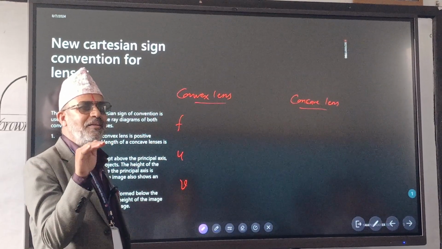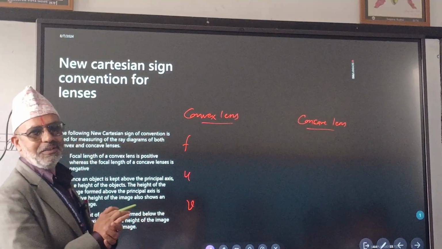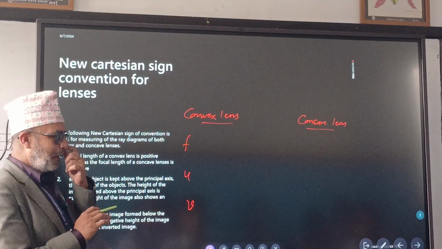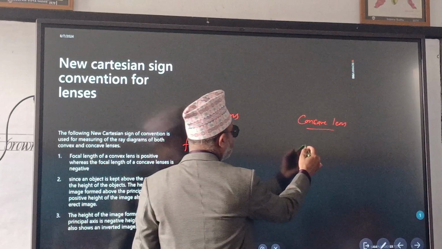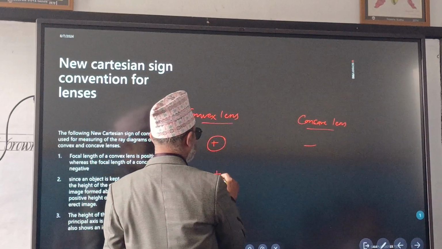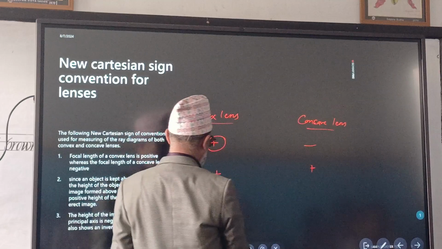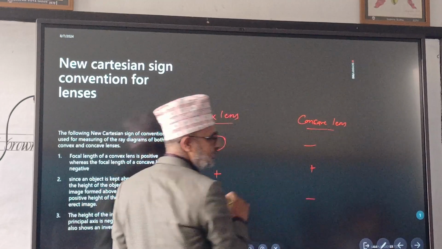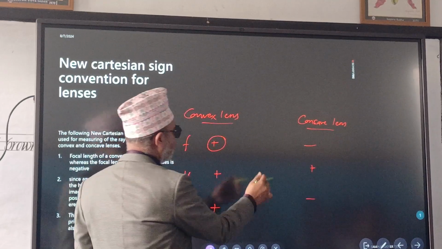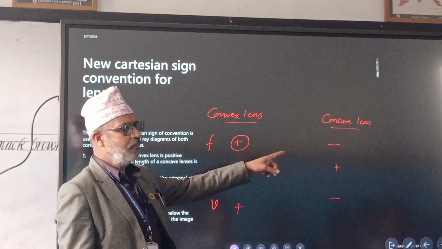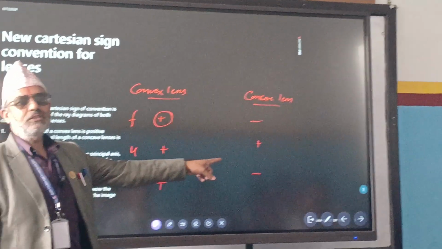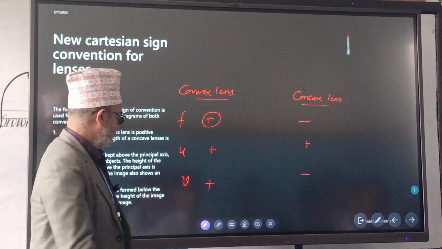Morammat was done there. What is U? What is V? In case of a convex lens, this is positive. This is negative. This is positive. This is also positive. This is negative. This is also negative. Oh, this is positive then. Convex lens, all are positive. But concave lens, except object distance, others all are negative.